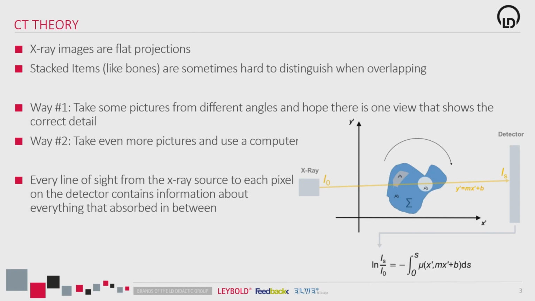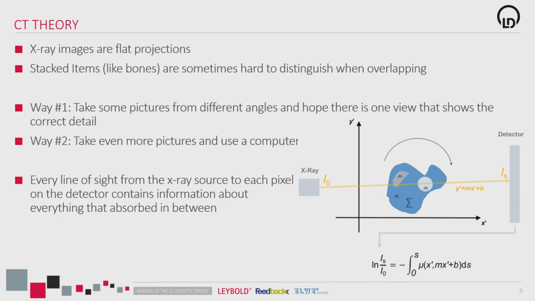Or we can take more pictures and process them mathematically to reconstruct the full three-dimensional part of the object in the X-ray beam. And for that we need to talk about that every line of sight from the X-ray to every pixel in the detector contains all the information it has been passing through.